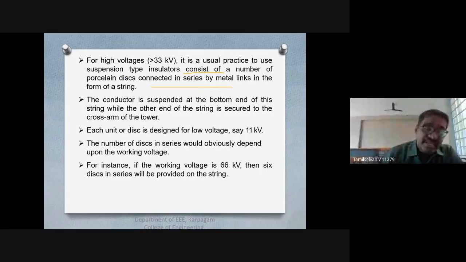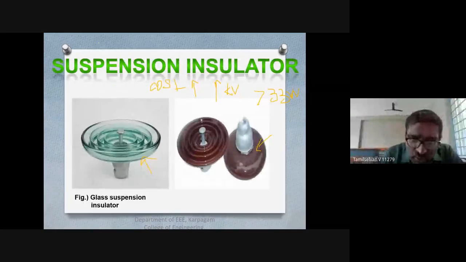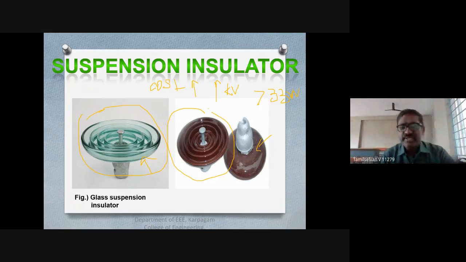Okay, see here, this is one disk. This is a glass disk, a glass type of insulator disk. This is also one disk. Likewise, n number of disks will be connected.